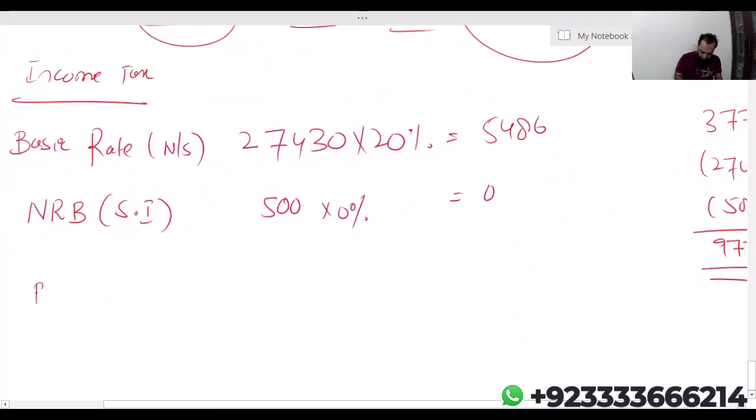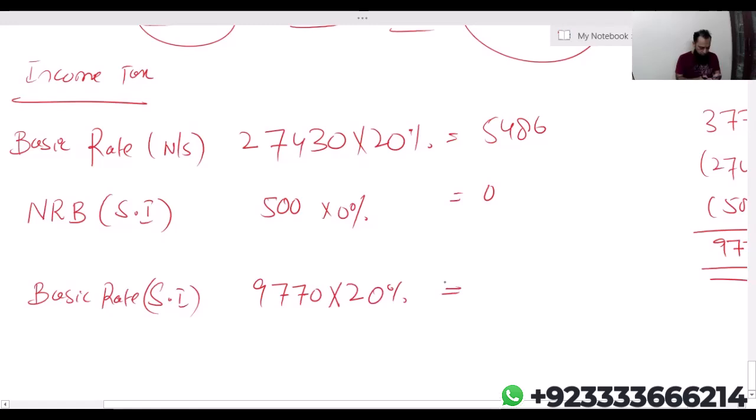So basic rate, saving income, 9,770 into 20%. I'm getting 1,954. Okay. Now, basic rate band is fully utilized.